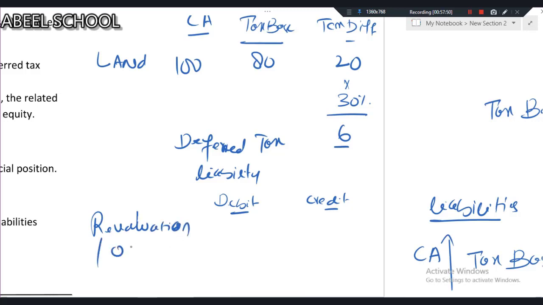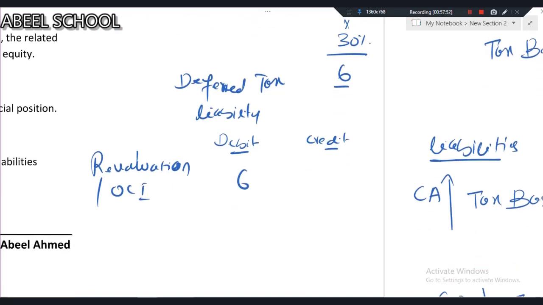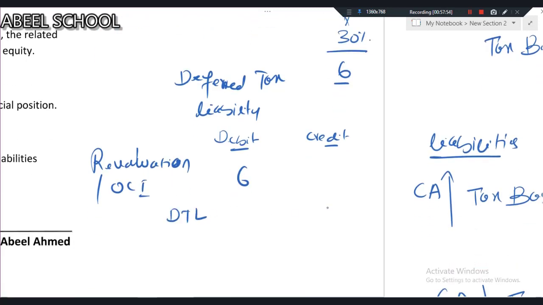Revaluation surplus/OCI will be debited by 6 and deferred tax liability will be credited by 6. So the concept is you need to find out why deferred tax liability is arising. If it is arising due to revaluation surplus, then it must be charged to revaluation. Simply, if it is arising due to an OCI item, then it must be charged to OCI. If it is arising due to P&L items, then it should be charged to P&L.